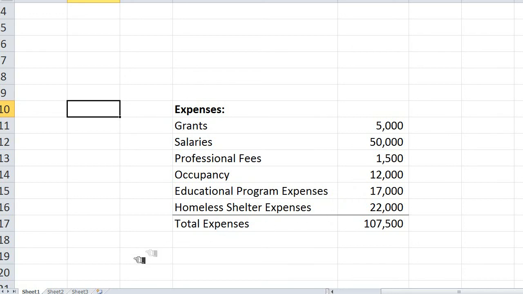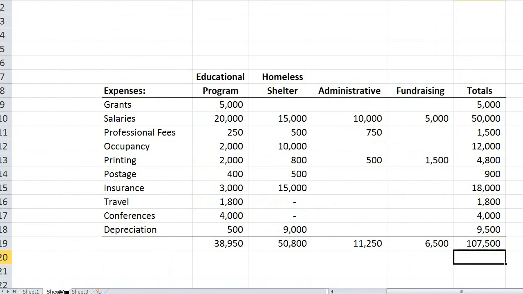And let me show you the same thing the way it really should be done. And this is the way it really should look. So instead of just showing the program expenses as line items, you actually break out insurance, travel, conferences, and depreciation. These would go under other expenses. And then across, we have it broken out into educational program expenses, homeless shelter expenses, administrative expenses, and fundraising expenses. And then you can see your totals here.